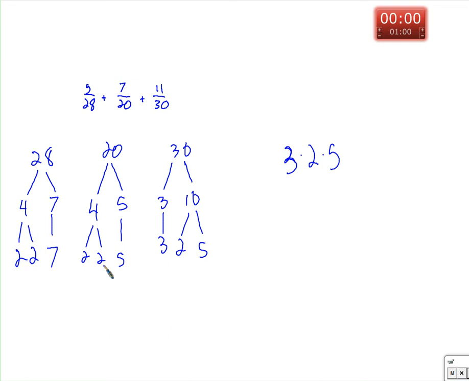Like all those have to go together to make 20. So let's see what we have. We got a 2. We also have a 5. What do we need? One more. We need another 2. So that the 2 times 2 times 5 will make 20, and 20 will be a factor of its common denominator. Here we go. 2 times 2 times 7 is what we need. We got a 2. We got a second 2. We just need a 7.